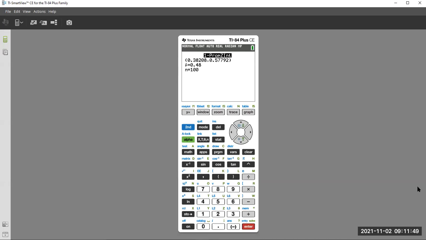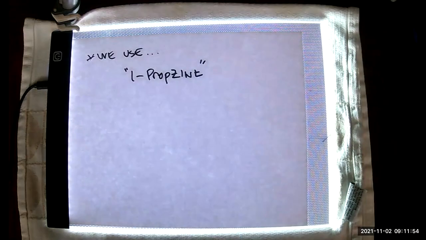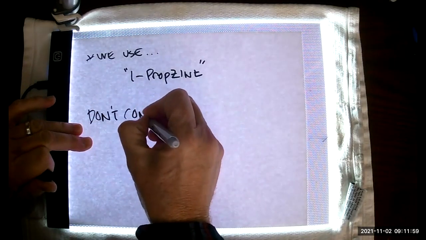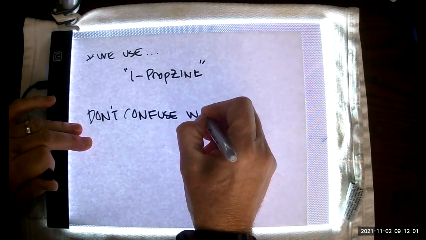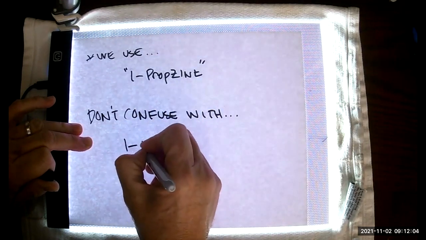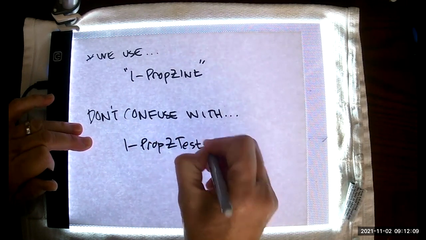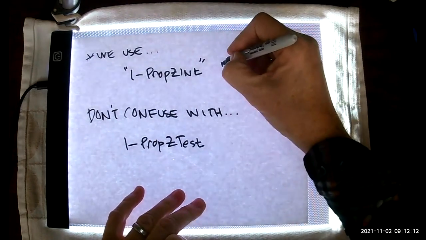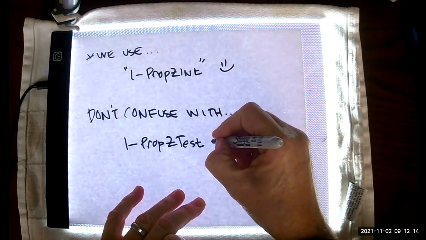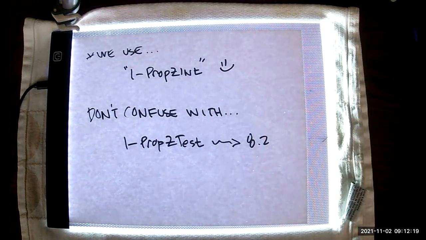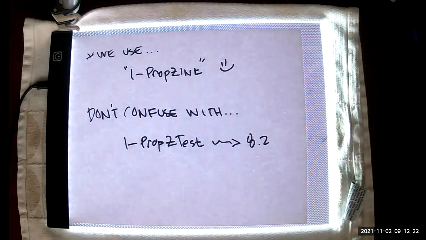A couple of issues with this, and I'll jump back here in just a moment. You need to be a bit careful here. You don't want to confuse it with one prop Z test. We want one prop Z interval. One prop Z test, this is section 8.2. We're not there yet. We will be, and we will use it, but just not today. So that can be a little bit confusing.